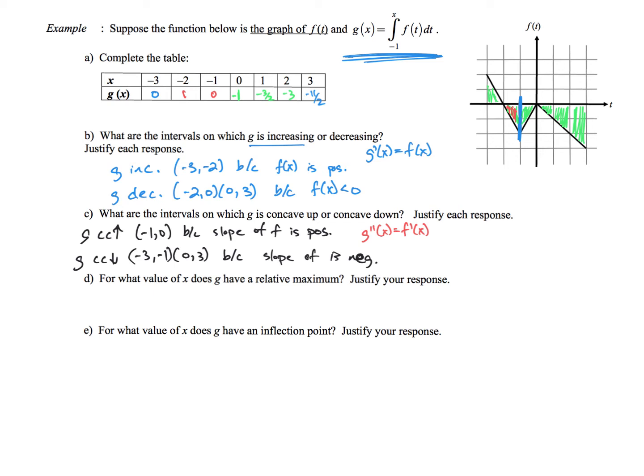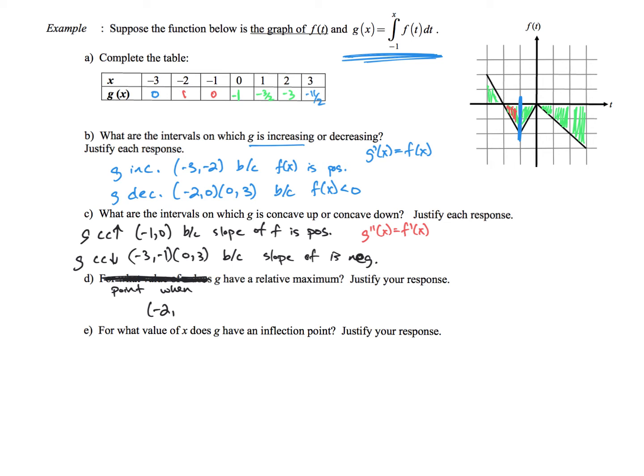All right. So on part D, I kind of want to change this up. I want to know the point when G has a relative maximum, because now we actually know the first fundamental for it. Well, how do we get a relative max? G prime changes from positive to negative. Well, what the heck is G prime here? F of x. So it's really when f of x changes from positive to negative. So when does that happen? At -2.